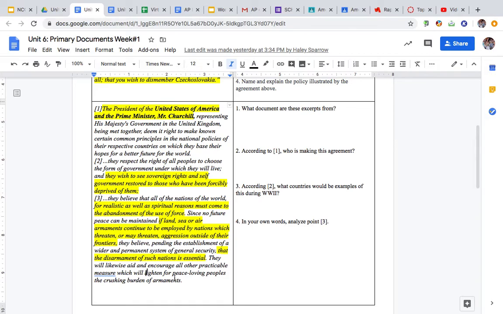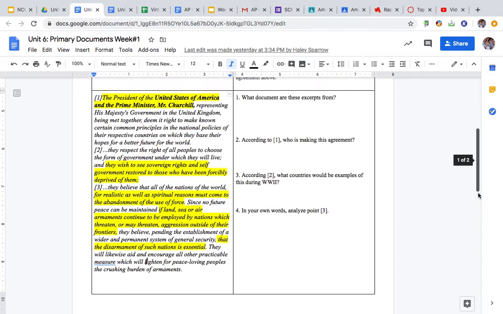Okay, so what document that we've talked about could this be coming from? Okay, according to number 1, who is in this agreement? Again, you could talk about the actual people or the countries. I would accept either one of these. Okay, according to number 2, what countries would be examples of this in World War II? So again, what countries are being repressed or held back? And then question number 4, I just want you to break down what they're saying. Put that in your own words, okay? If you had to summarize it in 1 to 2 sentences, what would that mean?